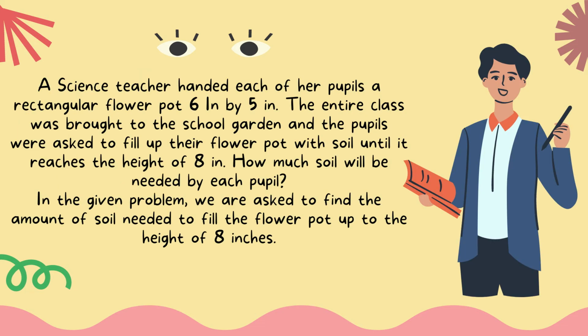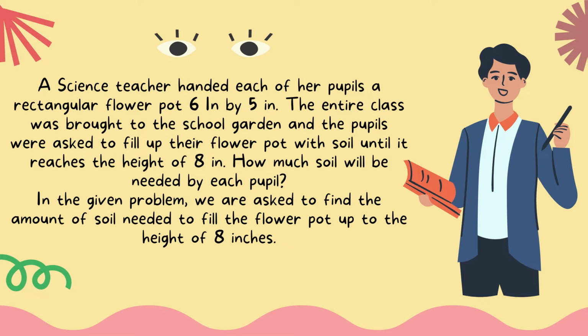Let us read this problem. A science teacher handed each of her pupils a rectangular flower pot 6 inches by 5 inches. The entire class was brought to the school garden and the pupils were asked to fill up their flower pot with soil until it reaches the height of 8 inches. How much soil will be needed by each pupil?